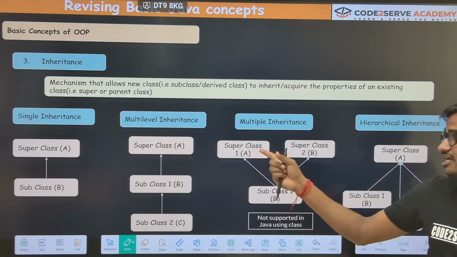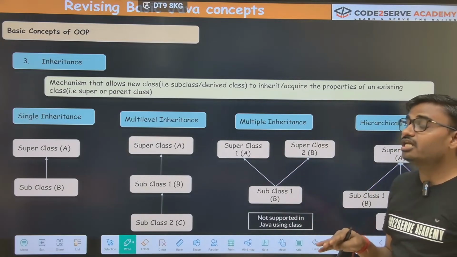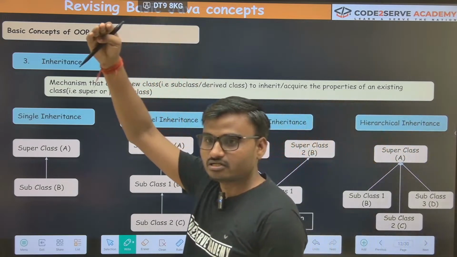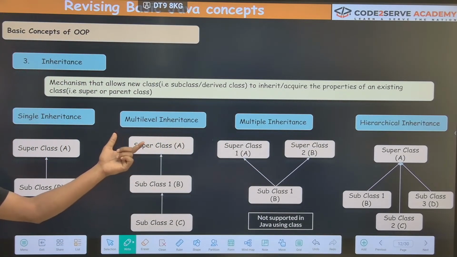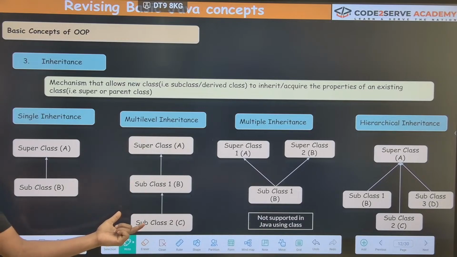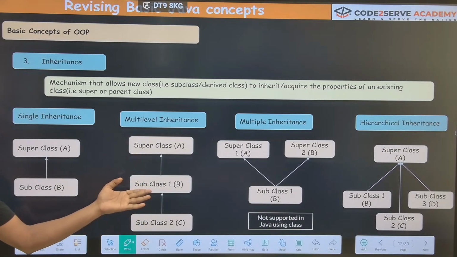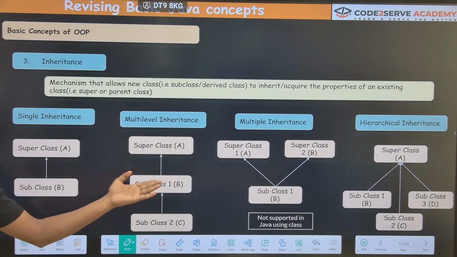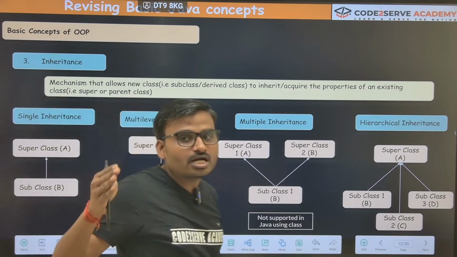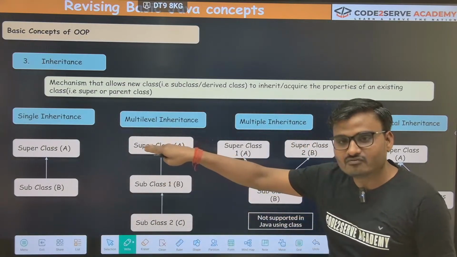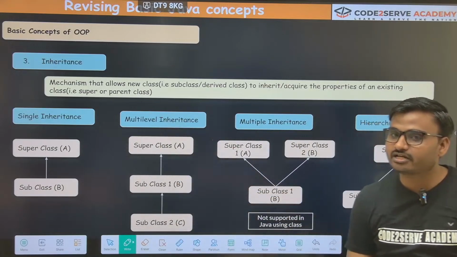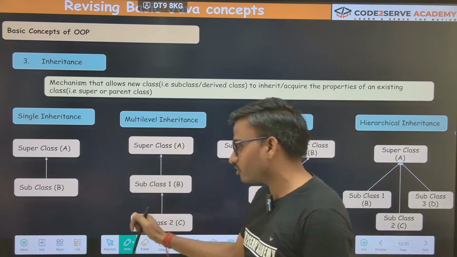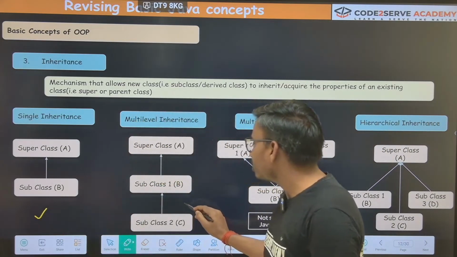Got it? Next is multi-level inheritance. Multi-level inheritance, you can think of your grandfather. Your father inherited the property from the grandfather, and you inherited the property from your father. You can think of this as a grandfather, this as your father, and this as yourself. So this forms a multi-level inheritance, meaning you are seeing level 1, level 2, level 3. Got my point? So these two are supported in Java. This is also supported, this is also supported.